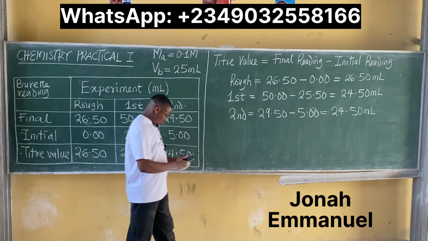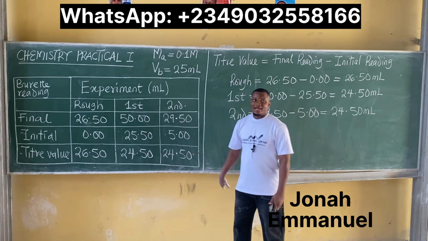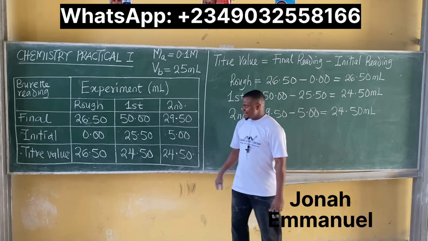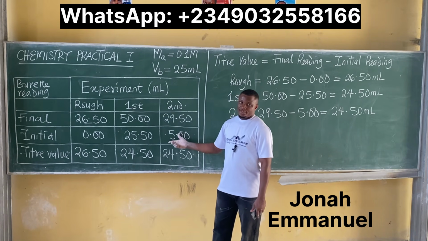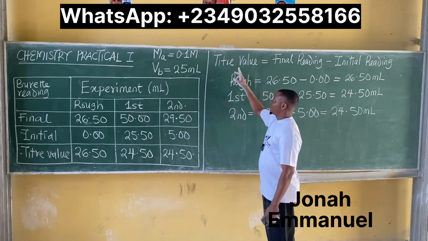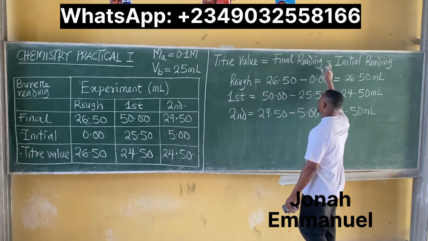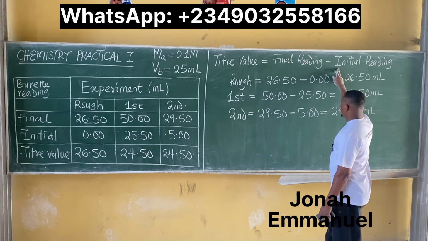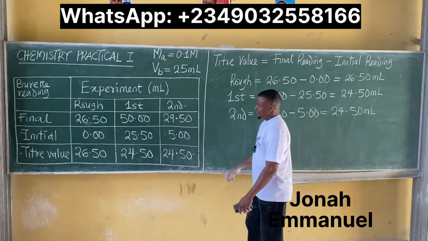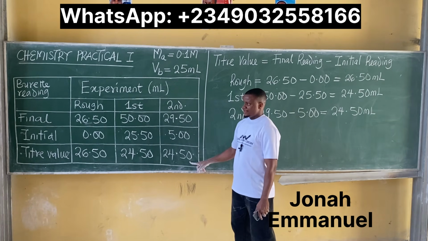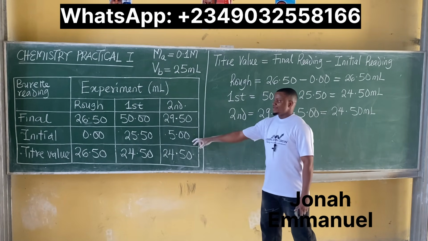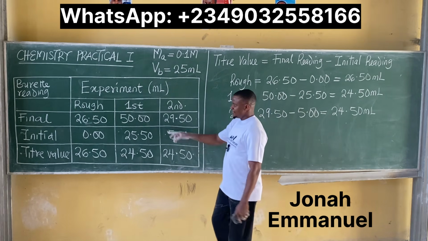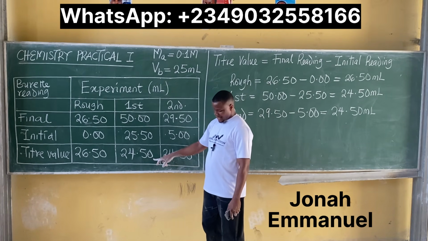Now you want to note that for questions like this, sometimes they might give you the final and the titer value, and they'll ask to find the initial. In this question, you're given the final and the initial, and you're asked to find the titer. Just remember the formula that the titer value is equal to final minus initial. What it simply means is that if you're given the final and the titer value and asked to get the initial value, all you have to do is take final minus titer, and you have initial.